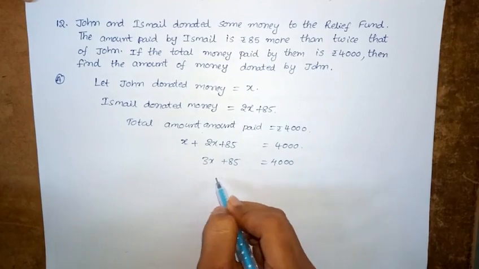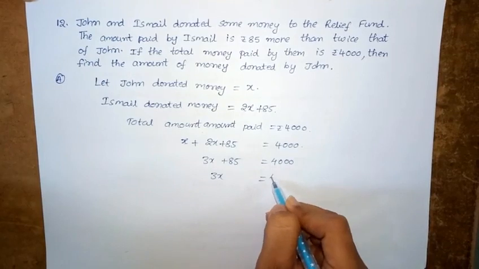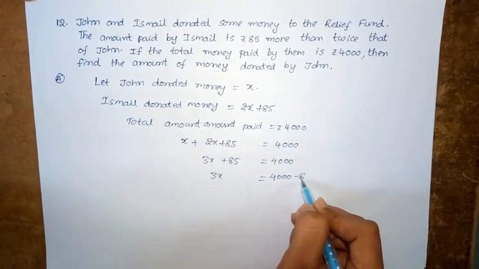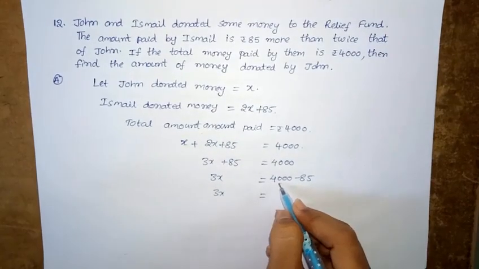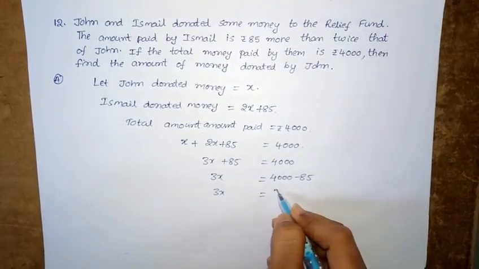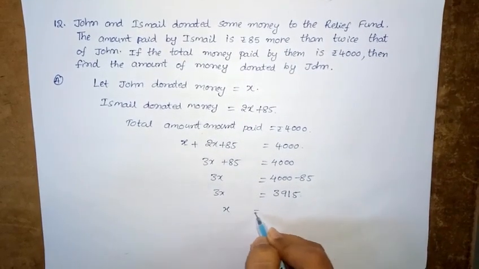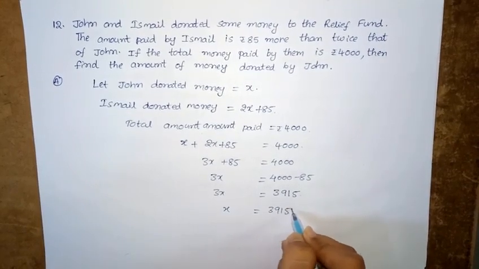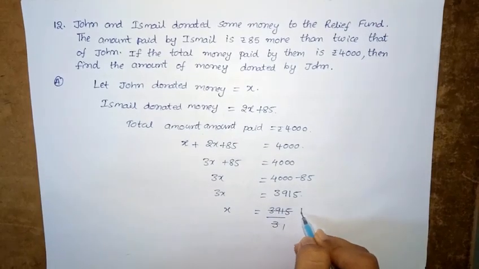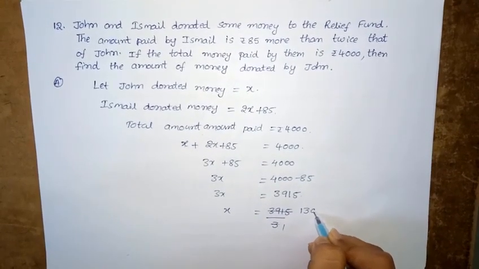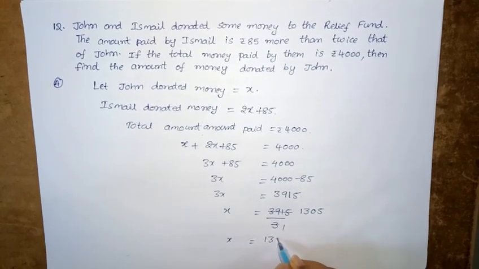First remove 85. So 3X is equal to, 85 moves to the right side as minus 85. So 3X is equal to 4,000 minus 85, which becomes 3,915. Find the X value. So X is equal to 3,915 divided by 3. 3 ones are 3, 3 threes are 9, 3 into 0 is 0, 3 fives are 15. So X is equal to 1,305 rupees.